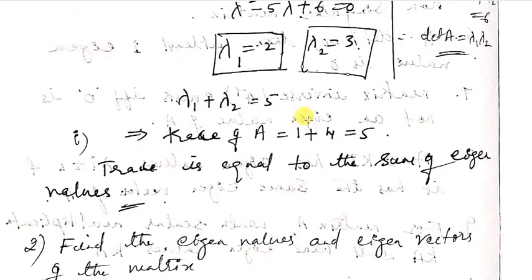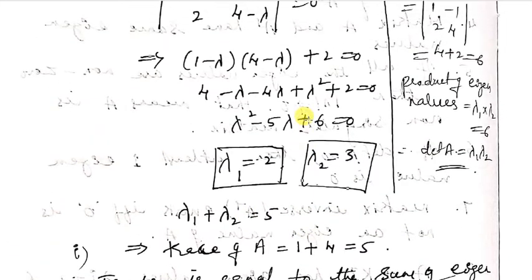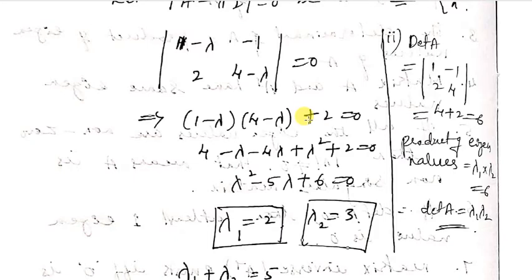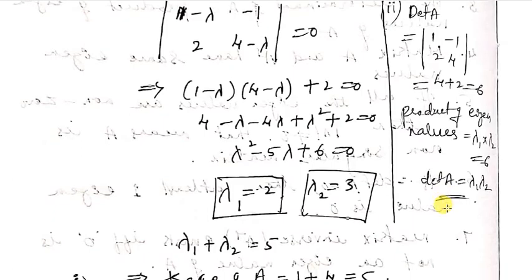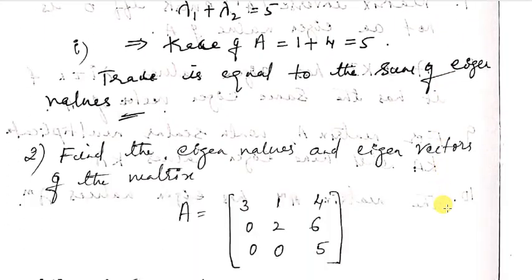Secondly, we have to show that determinant of A is equal to the product of the eigenvalues. Let me find the determinant of A. The determinant of the given matrix gives 6. The product of the eigenvalues gives 2 into 3, that is 6. So therefore, determinant of A equals the product of the eigenvalues. Okay. So let us find the eigenvectors of this matrix.